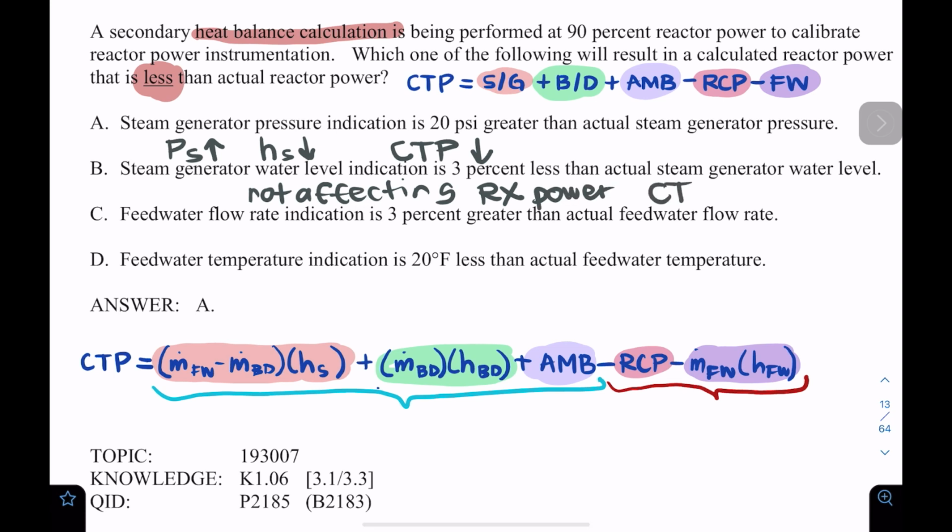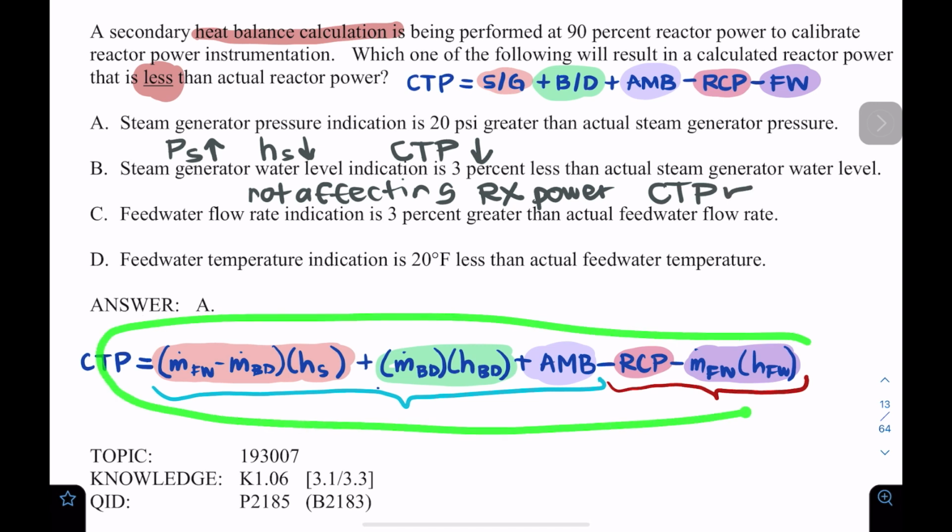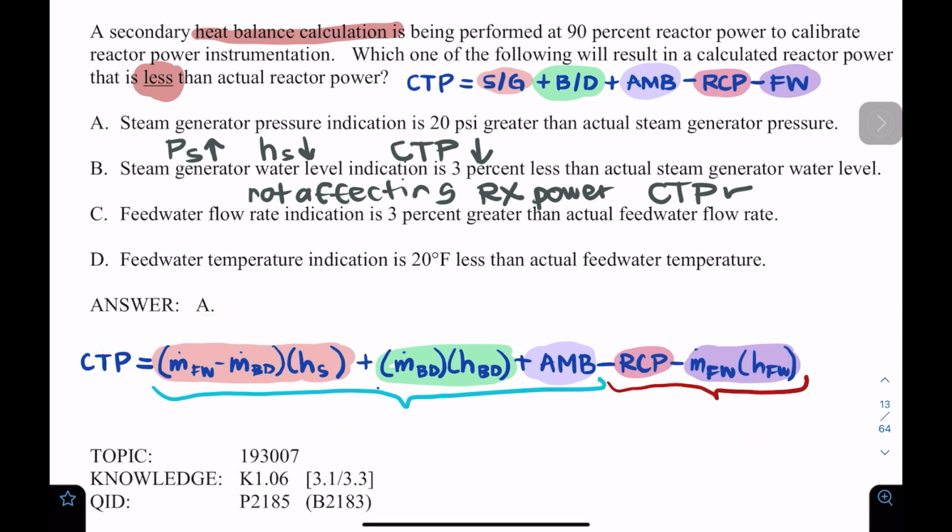Meaning that our CTP will stay the same, right? It will just stay the same because we're not affecting anything. So the before and after is basically the same. So just remember the water level. That's going to be important. Water level is not affecting the reactor power, or the calculation of my core thermal power. Okay, now let's go to the next one.